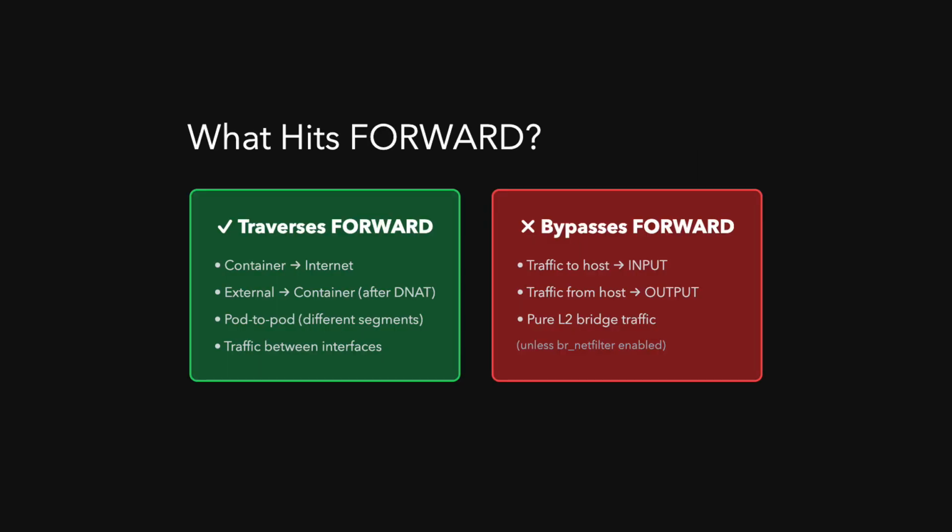And what traffic hits forward? For example, it can be a container making HTTP requests to the intranet, an external client accessing a container via port forwarding after DNAT and pre-routing, pod-to-pod traffic, and traffic routed between different interfaces. And what traffic does not hit forward? It can be traffic destined for the host itself, which uses input, traffic generated by the host itself, which uses output, and pure bridge forwarded traffic. It's L2 only unless br_netfilter is enabled. So we will talk about it later.